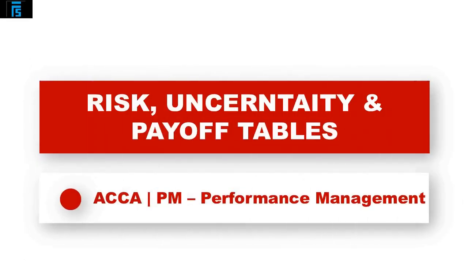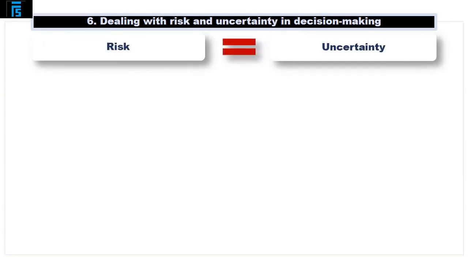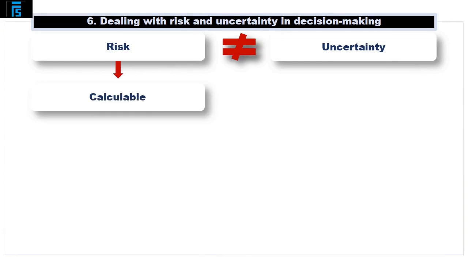We are now moving on to the next phase in the management accounting syllabus, dealing with risk and uncertainty. We tend to use the terms risk and uncertainty interchangeably. In fact, they aren't quite the same thing. Risk is calculable. It deals with known possible outcomes and known or estimated probabilities.